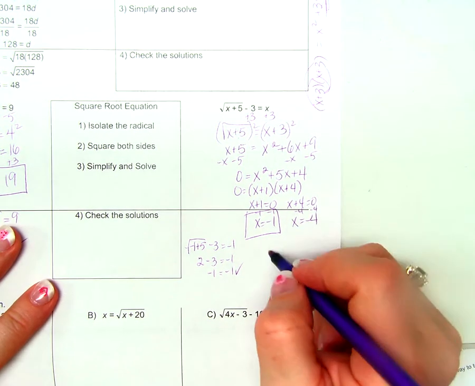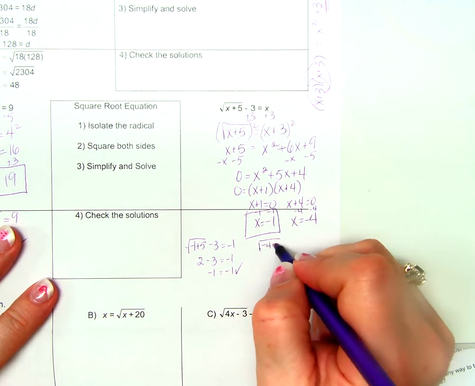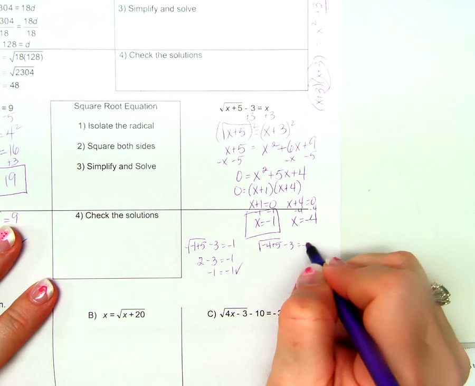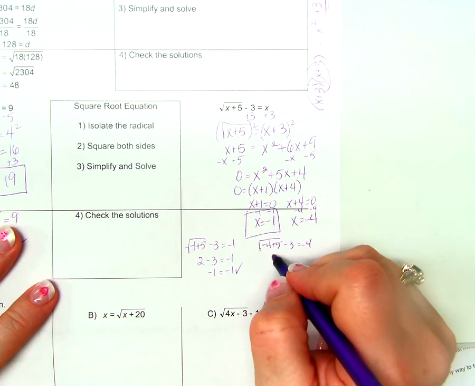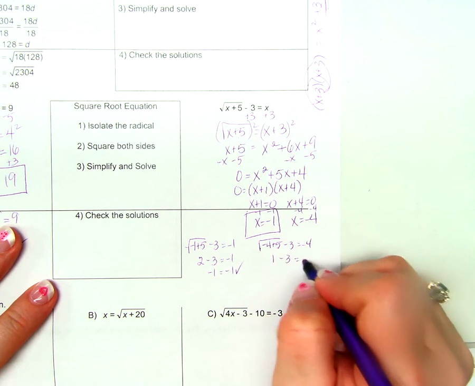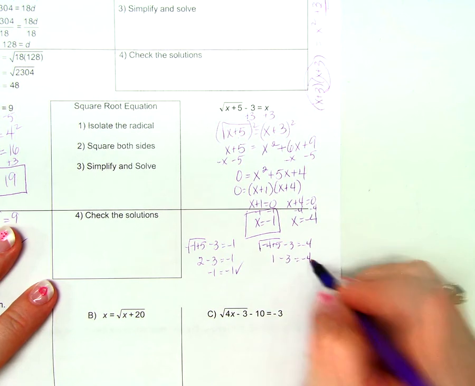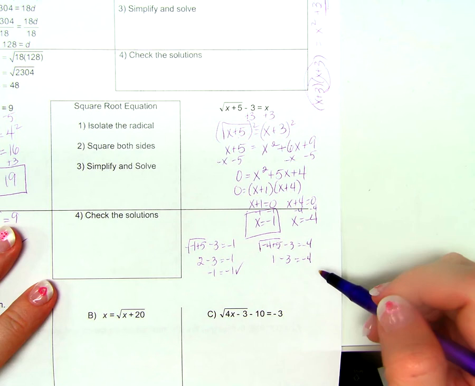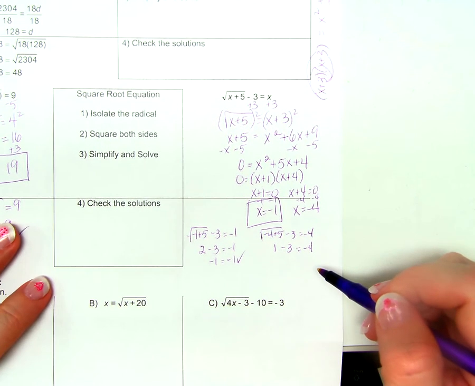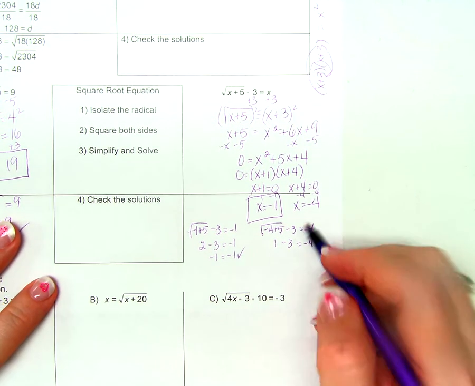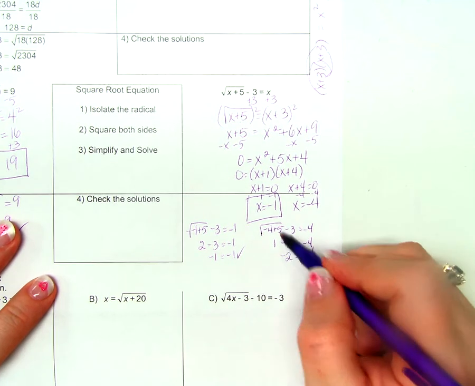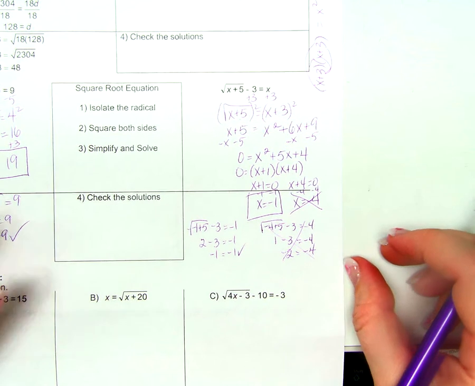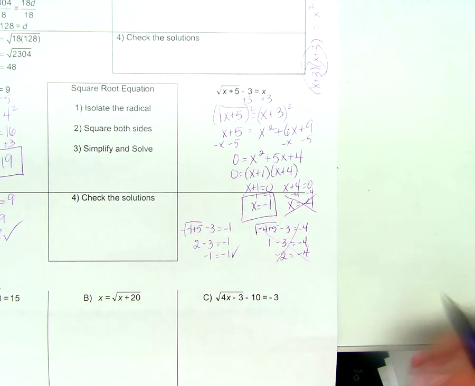Now -4, right? Square root of -4 plus 5, minus 3 equals -4. So -4 plus 5, 1. The square root of 1, 1 minus 3 is -4. What? Did I do something wrong? No, I didn't, did I? 1 minus 3 is -2. -2 does not equal -4. That's not a solution. But I don't understand how I would get two solutions and one of them doesn't work.